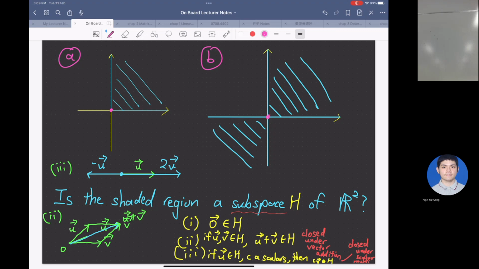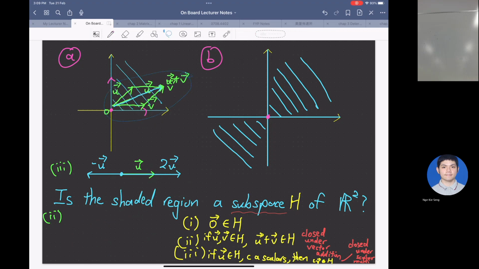How about the second point? If u and v are in H, is u plus v in H? If you pick any vectors here, suppose we are in case A, you add them up. Are you still in the shaded region? You can imagine the different squares happening here. You won't go outside the shaded region. How about B?